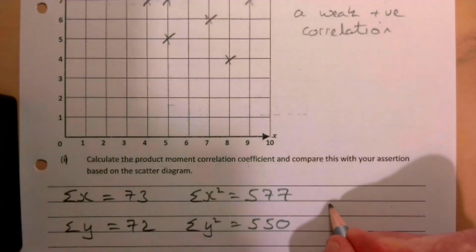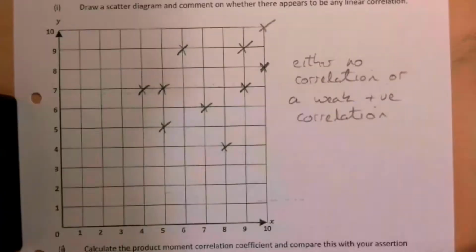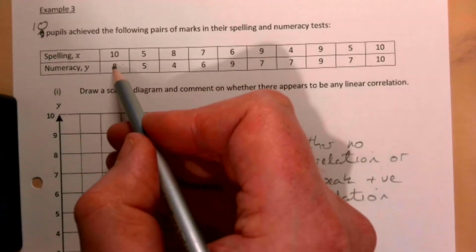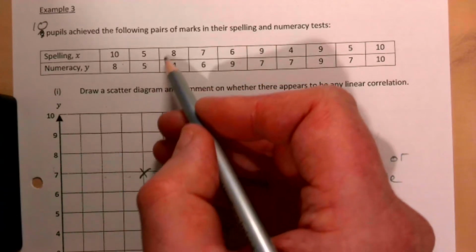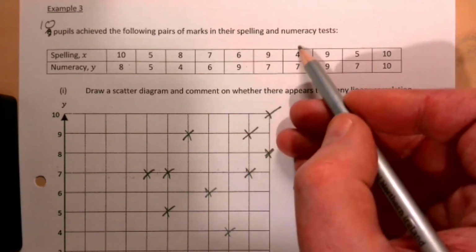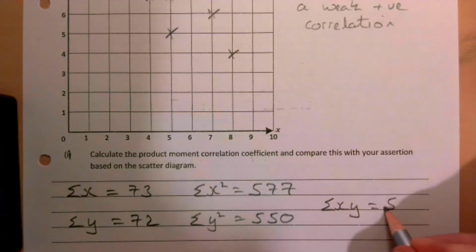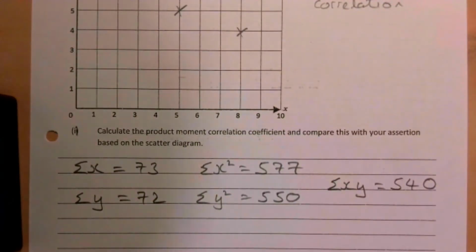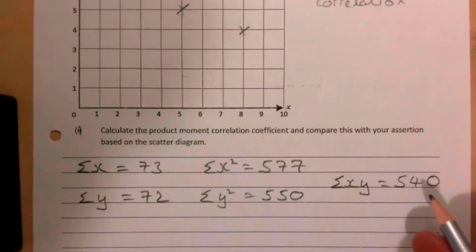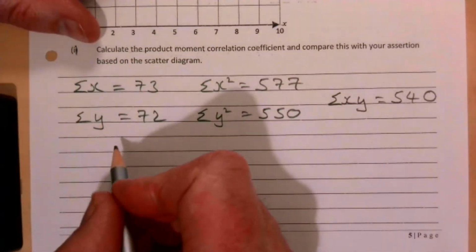And then our final one is the sum of the x, y's. So we just need to multiply each of the two numbers together and then add them. So it's going to be 80 plus 25 plus 32 plus 42 plus 54 plus 63 plus 28 plus 81 plus 35 plus 100. And that comes to 540. So we now have the 5 pieces of information, so we can go ahead then and work out the 3 pieces of information we need from that.